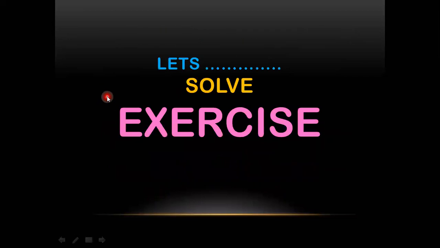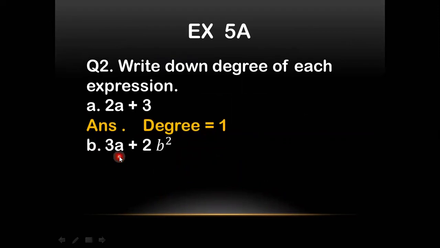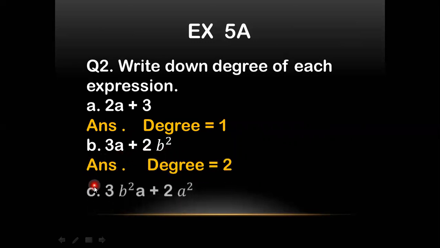Now let's solve the exercise. Look at question number 2. Write down the degree of each expression. Very simple questions, let's look at their degrees. What is the power of a? 1. The exponent of a is 1, so its degree is 1. Part B, 3a plus 2b^2. Here the exponent is 2, here the exponent is 1. 2 is greater, so its degree is 2.